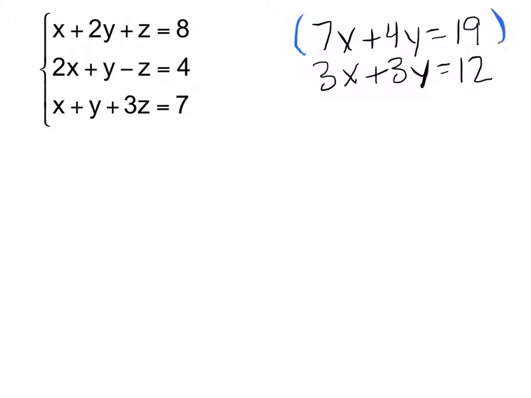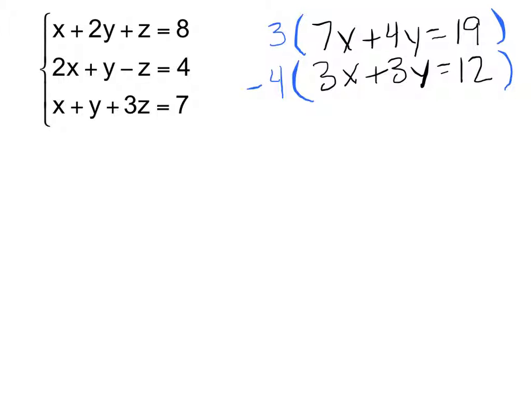So we need to make opposites of 4y and 3y, and to do so, 12 would be a good number to shoot for. One of them has to be negative and one of them has to be positive. It doesn't matter which. I'm going to choose to make the top positive 3, so that'll give me positive 12. And the bottom is negative 4, so that'll give me negative 12. So now I'm going to multiply these out and get my new system.